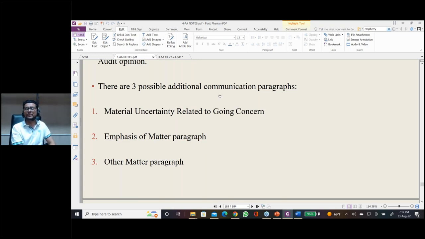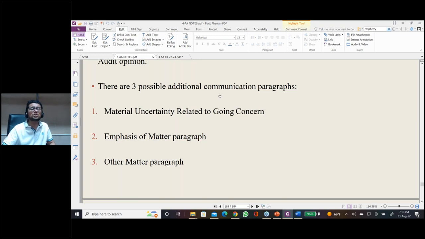Second possible additional communication paragraph is what we call emphasis of matter paragraph. If there is any accounting adjustment or a disclosure which you as an auditor believe is important for the users to understand, you will highlight that particular thing using a paragraph called emphasis of matter paragraph. So the objective of MURGC and emphasis of matter paragraph is the same, just to highlight. But MURGC is only used when there is an uncertainty related to going concern. If it is any other thing, you are going to use a paragraph called emphasis of matter paragraph.